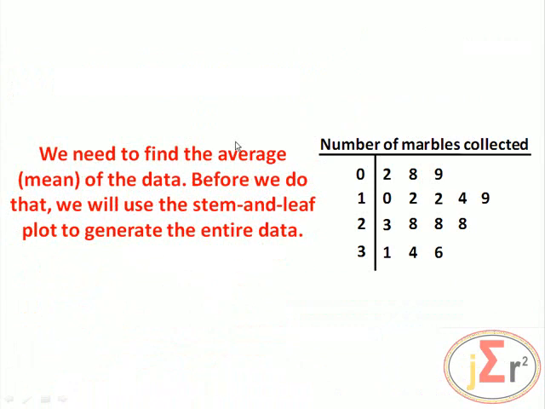We need to find the average, which is the mean of the data. Before we do that, we will use the stem and leaf plot to generate the entire data set. In order that we may find the mean, we need to find the sum of all of these. And in order to find the sum of all of them, we will have to extract that information from the table that we have here, that is a stem and leaf diagram.